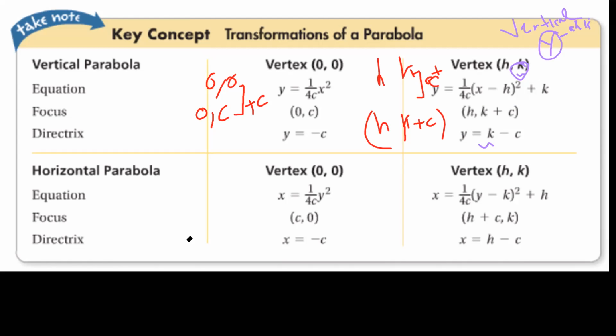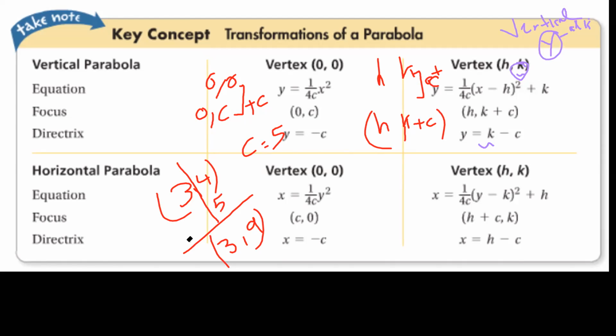So every time, if I give you the vertex and I give you c, how can you find the focus? Just add c to the y values. Like, if I told you that the vertex is 3, 4, and c is 5. So you add 5 to the y value. You will see now it's 3, 9. Okay? And the directrix y, as an example, will be k minus c. What is the value of k? It is 4. Minus, what is the value of c? 5. So y now will be -1. So this is for the vertex.